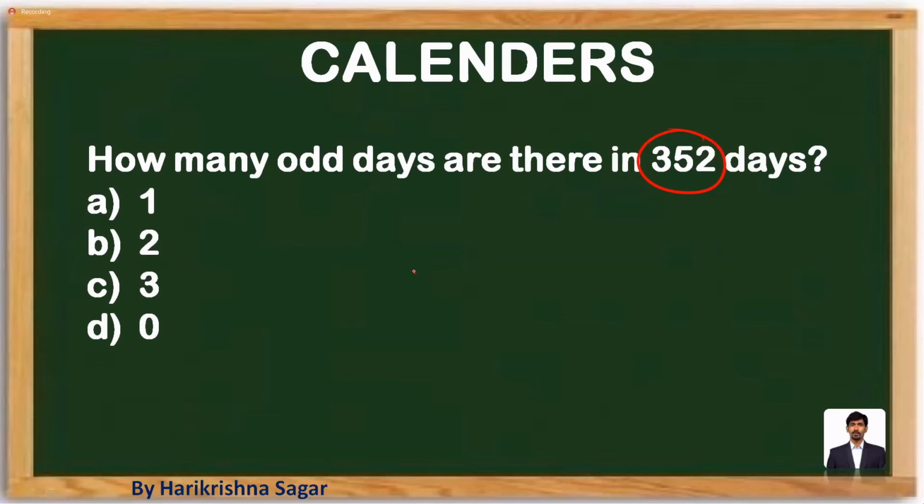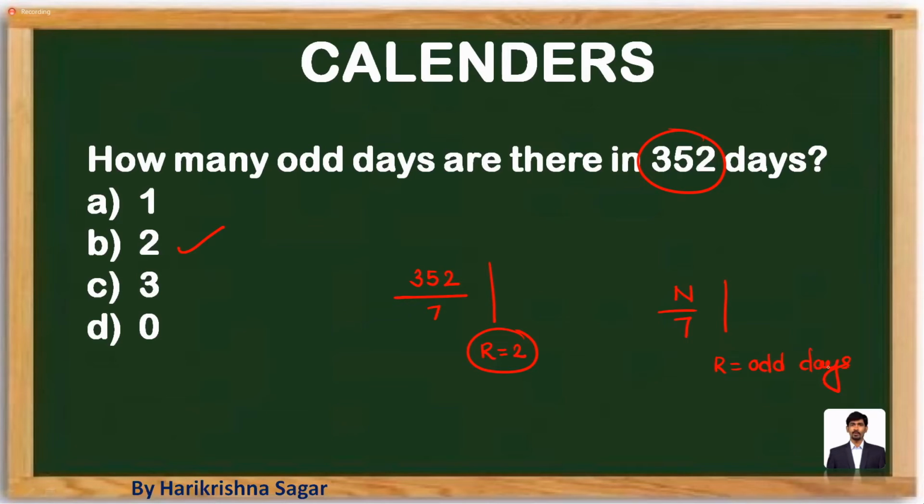Very simple question. How can we find out odd days, my dear students? 352 divided by 7. 7 fives are 35, or otherwise 7 times 50 is 350. So we are left with an extra remainder of 2. That means the number of odd days is going to be 2. You can mark the answer choice as option B. So odd days calculation is very simple. When you divide the number of days by 7, observe your remainder. This remainder itself will indicate the number of odd days.